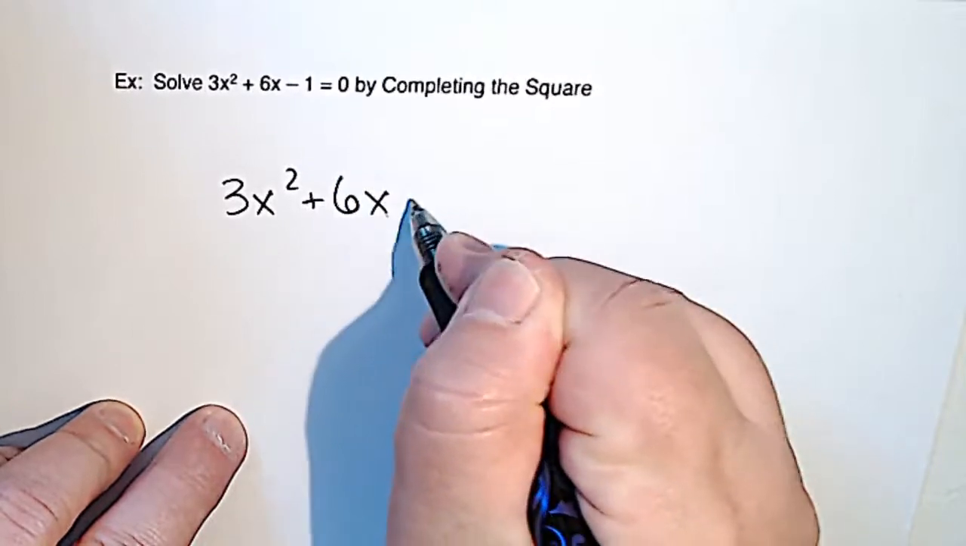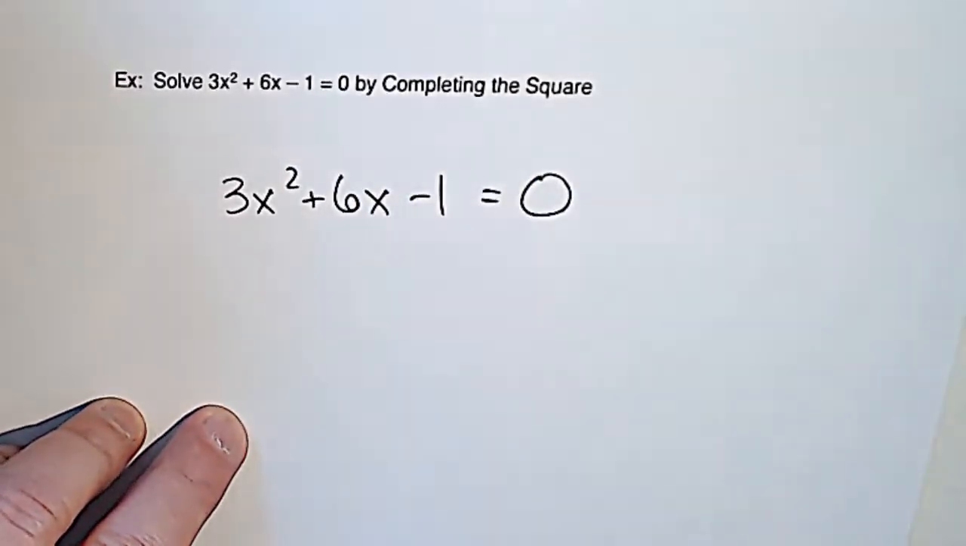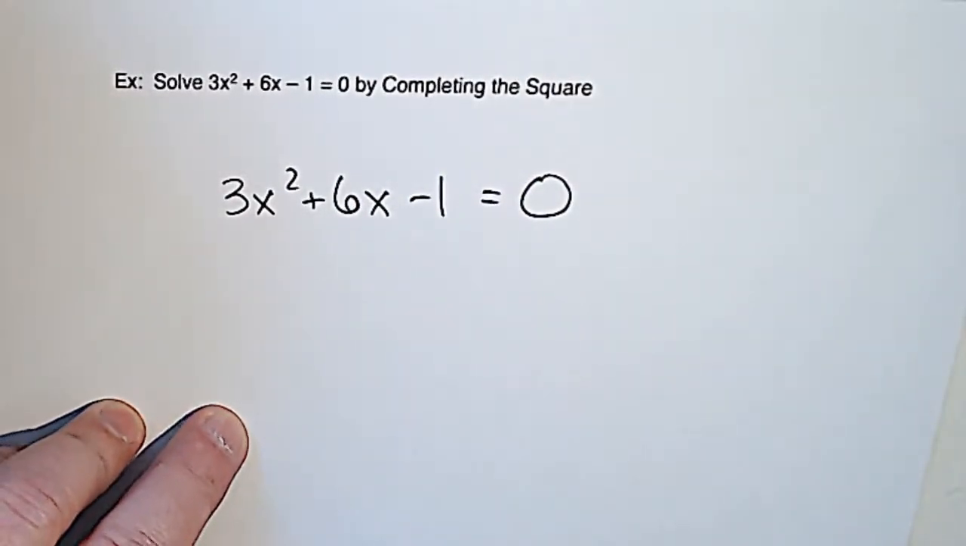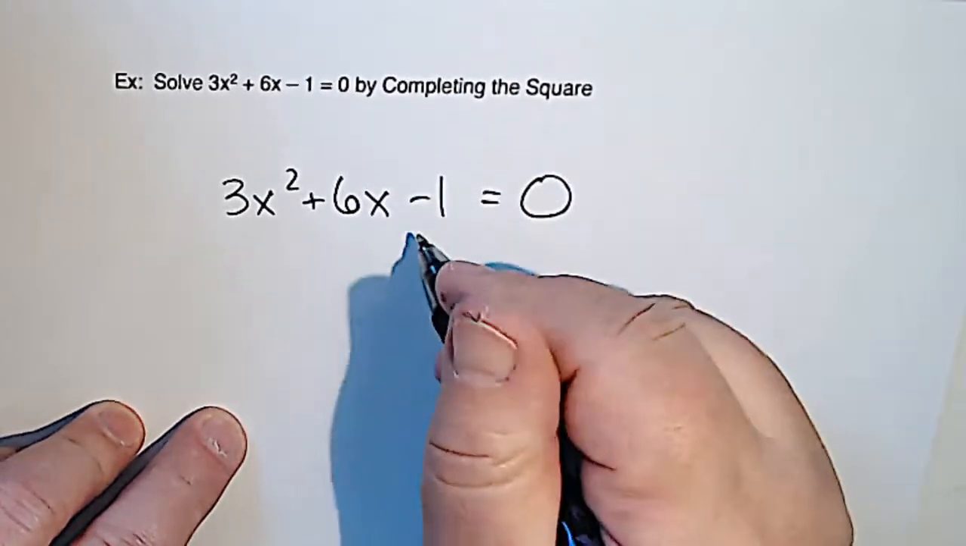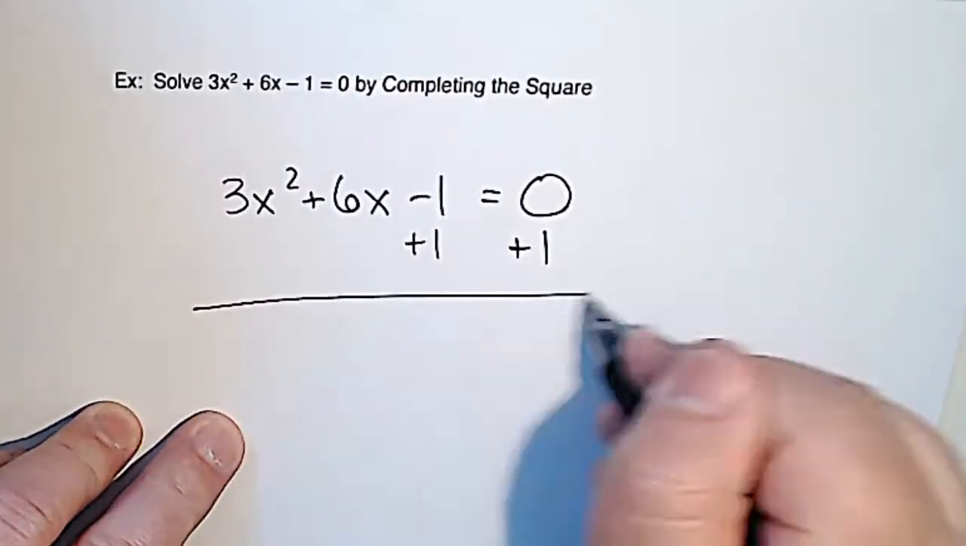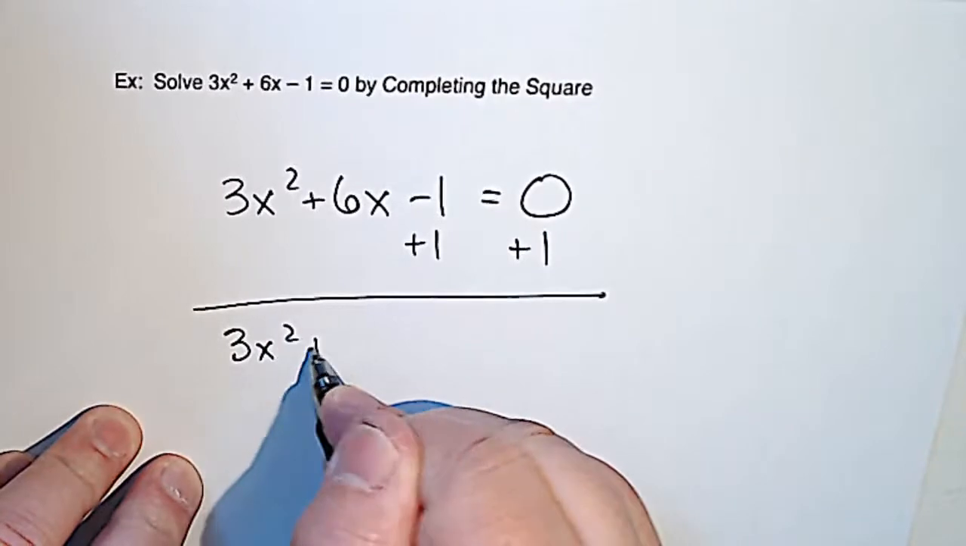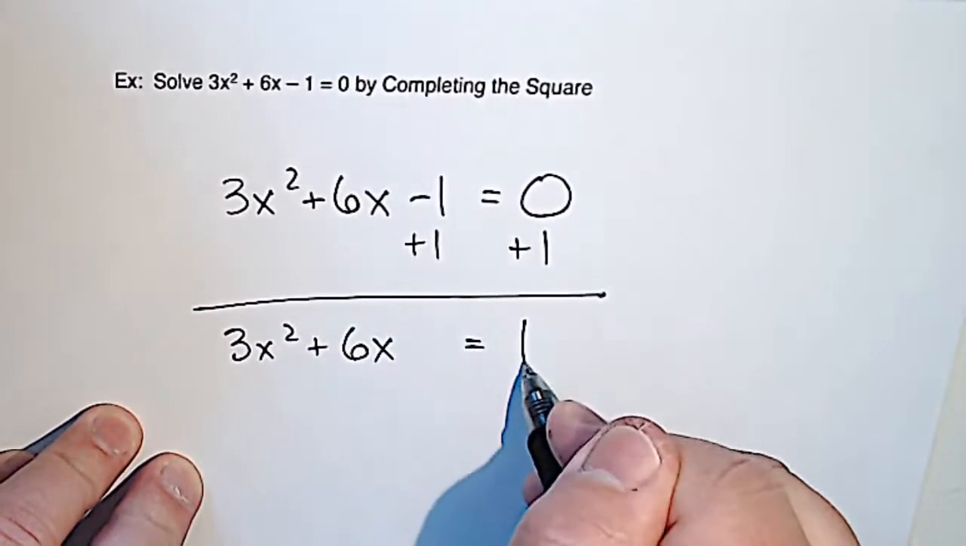3x squared plus 6x minus 1 equals 0. What's the first step without even having to think? If someone says complete the square, let's add 1. Bam. 3x squared plus 6x equals 1.